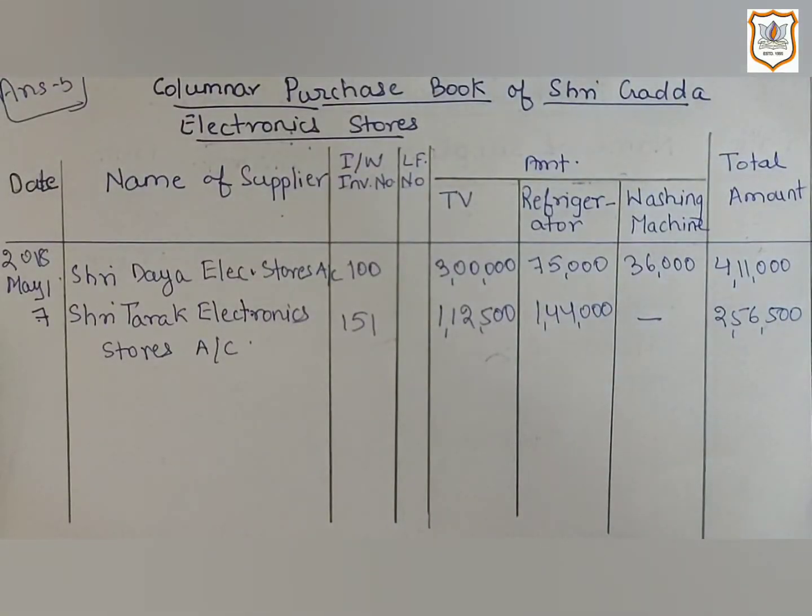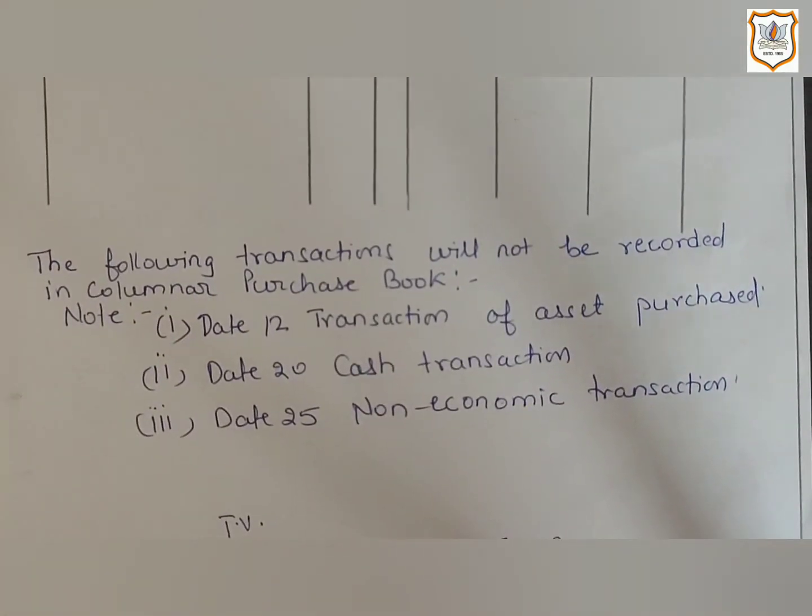Now next transaction, date 20, purchased 5 refrigerators at 20,000 per piece and 10 washing machines at rupees 15,000 per piece at 10% trade discount and 5% cash discount from Shri Atmaram Electronics Stores and paid the amount immediately. So as it is given here that amount is paid immediately, it is a cash transaction. It will not be recorded here, but we have to mention it in a separate note, date 20, cash transaction.